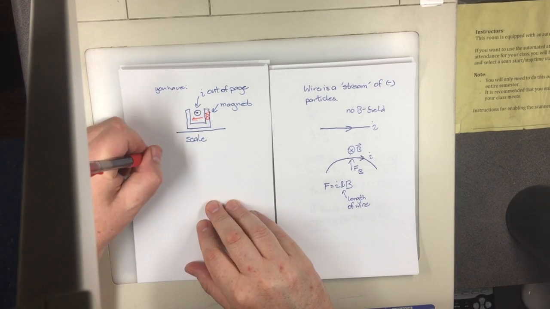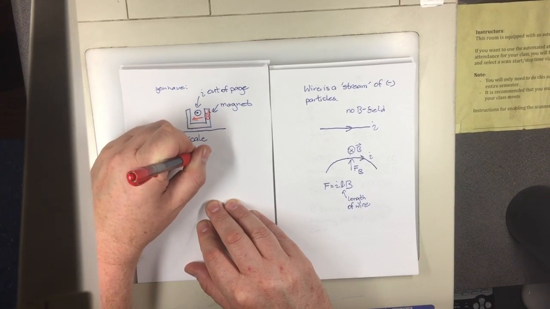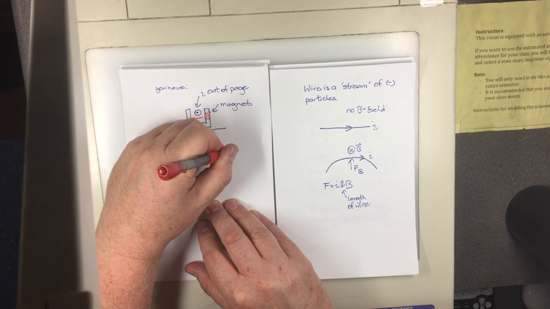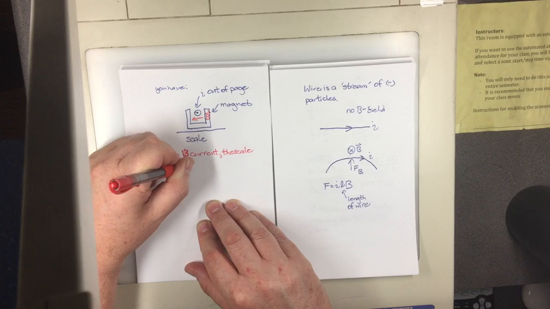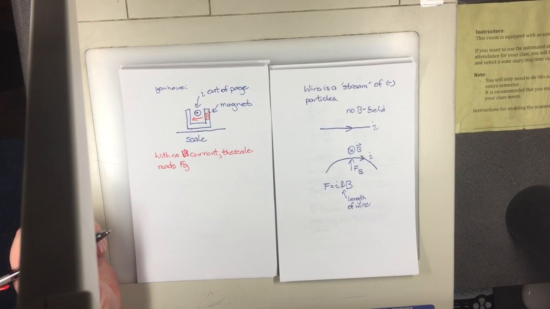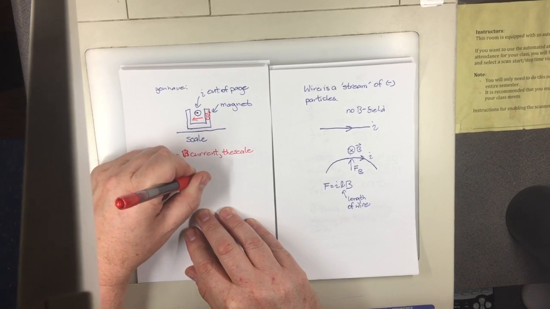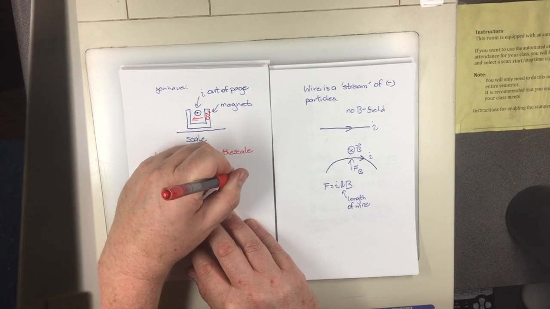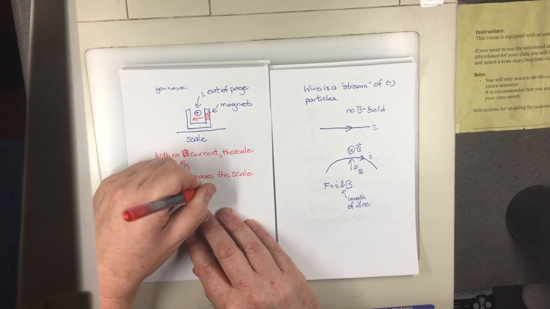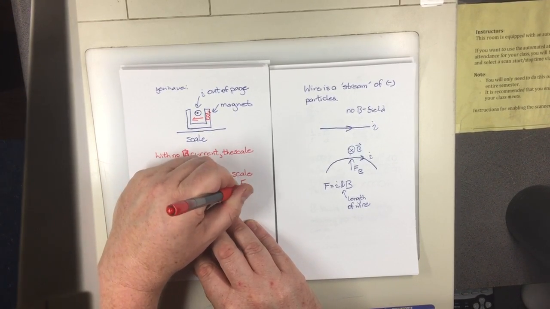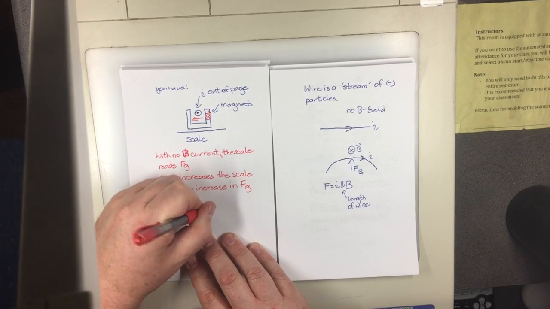And what you notice is with no current, the scale reads whatever the force of gravity is of the battery sitting on top of the scale. The way that we have it set up, as I increases, the scale reads an increase in F sub G. What happens is that this new F sub G is equal to the old F sub G plus ILB.